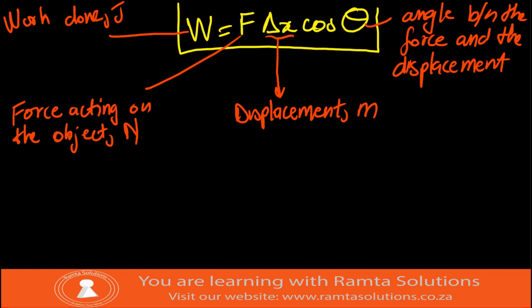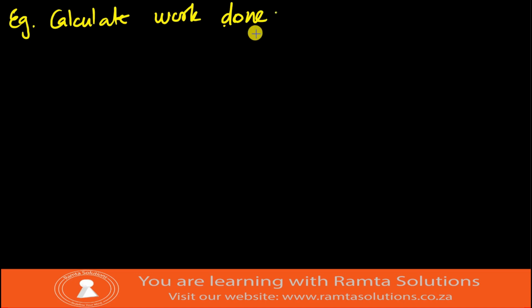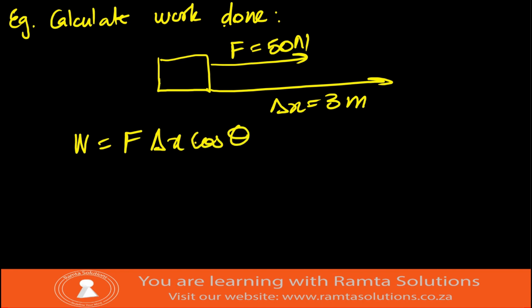Okay, let me give you an example. Calculate the work done when given this diagram here. Let's say our force is 50 newtons and the displacement is 3 meters. So when we calculate work, we say work is equal to F delta X cos theta. Remember what we said: theta is the angle between the force and the displacement.